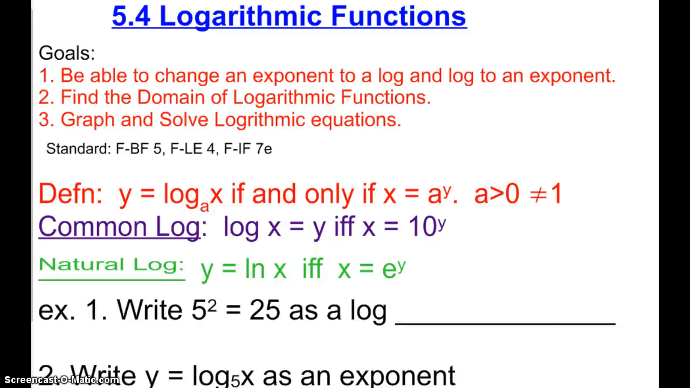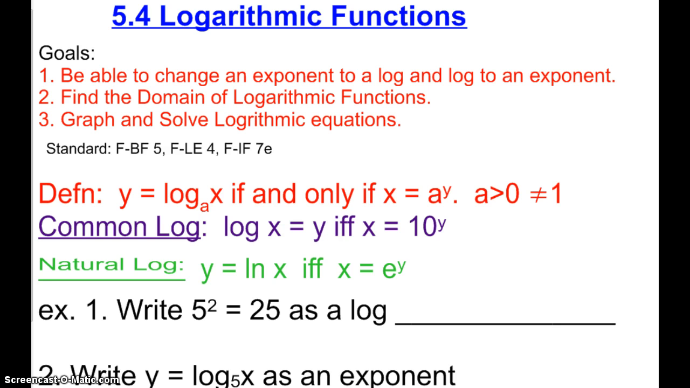We have three goals in our lesson today. First, to be able to change an exponent to a log and then a log to an exponent. Second, to find the domain of logarithmic functions. And third, and most importantly, be able to graph and then solve logarithmic equations.